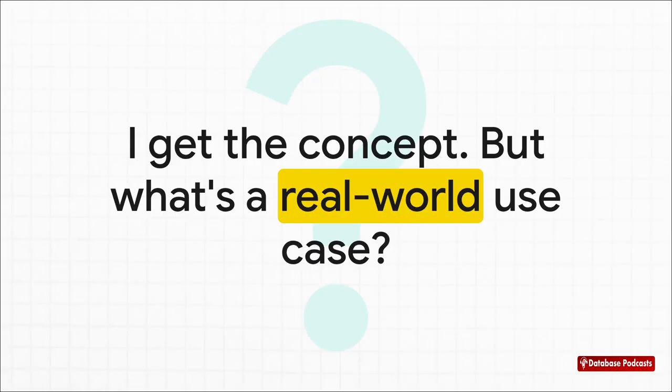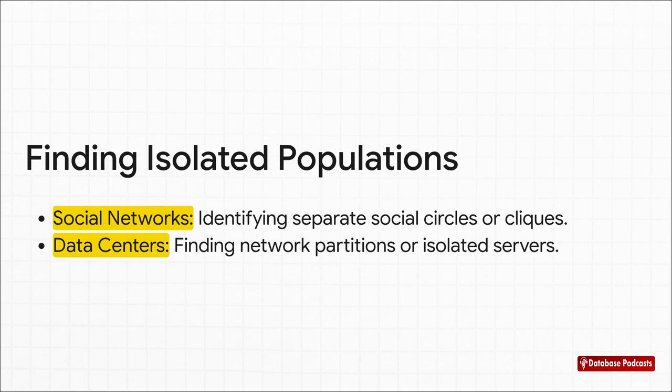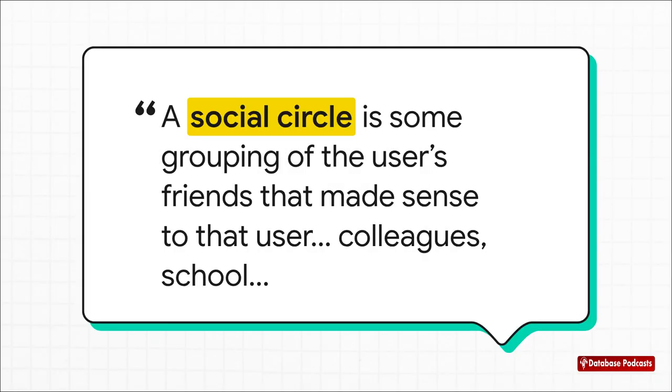Okay, that's the concept, but let's get real. What's a practical, real-world use case for this? I mean, theory is cool, but what problems does this actually solve? Oh, the applications are all over the place. Think about social networks. You can instantly find those distinct friend groups, those cliques. Or in IT operations, you could spot a server that's been accidentally cut off from the rest of the network. You could even use it in finance to find rings of fraudulent activity, or in logistics to see where your supply chain is broken.